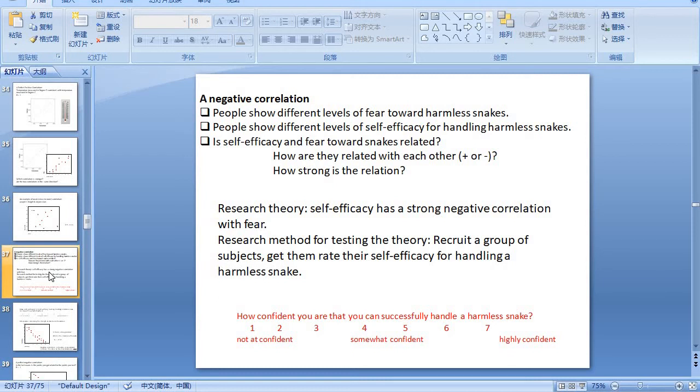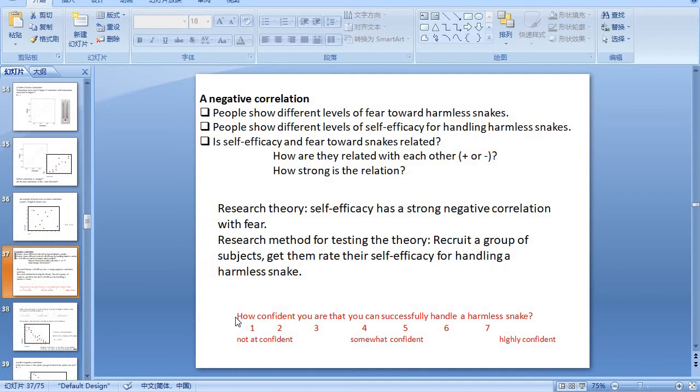You have to measure two variables. In order to do this correlation research, you have to select a group of subjects, you have your sample, and for each person in your sample, you measure two values. You measure their value on self-confidence or self-efficacy, and you measure their value on fear of snakes. You can have a simple survey research, questionnaire research.